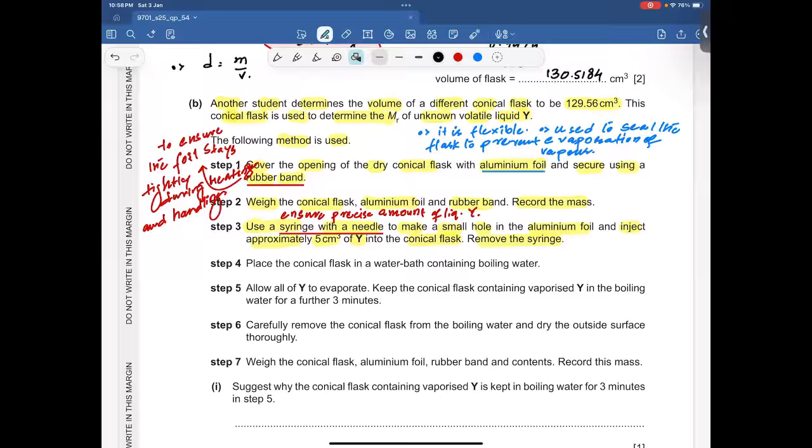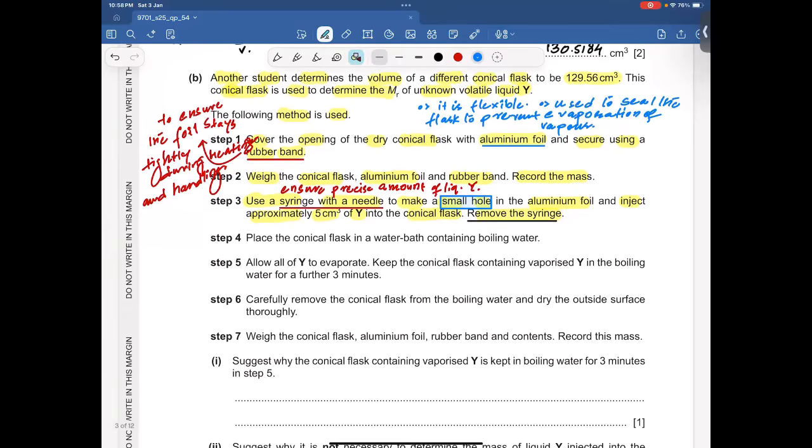And when we remove the syringe, does that affect the whole experiment? I don't think so. Since we have a small hole because of that needle, when we remove the syringe, the small hole limits the rapid escape of vapor. So it limits it.